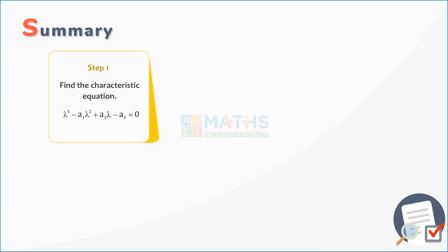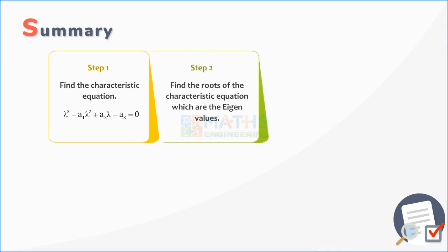Let us summarize. We first find the characteristic equation by using the formula lambda cube minus a1 lambda square plus a2 lambda minus a3 is equal to 0. Here we get lambda cube minus 12 lambda square plus 36 lambda minus 32 is equal to 0. We find the roots of the characteristic equation, which are the eigenvalues. Here we have the eigenvalues as lambda is equal to 2, 2, 8.